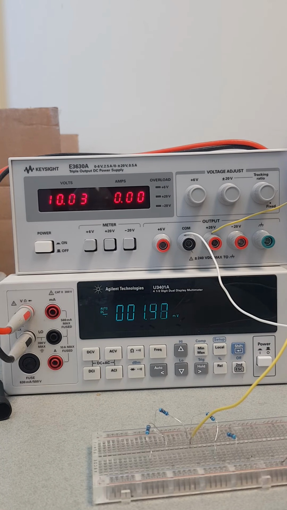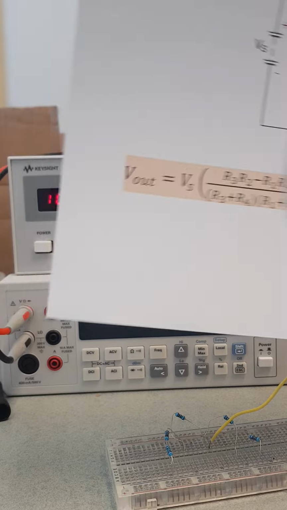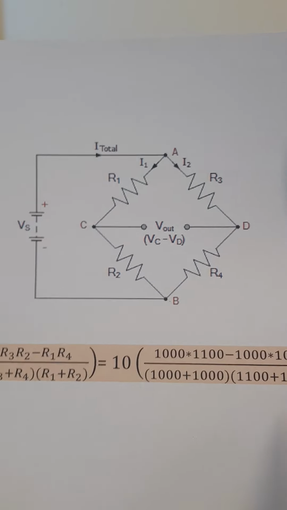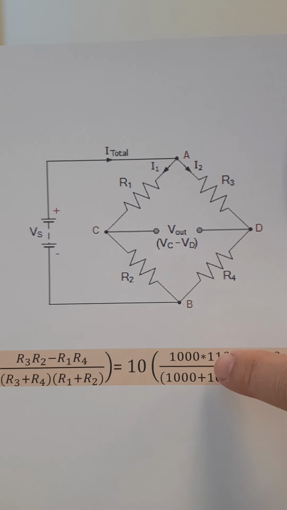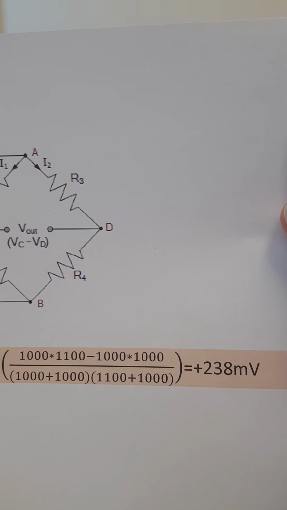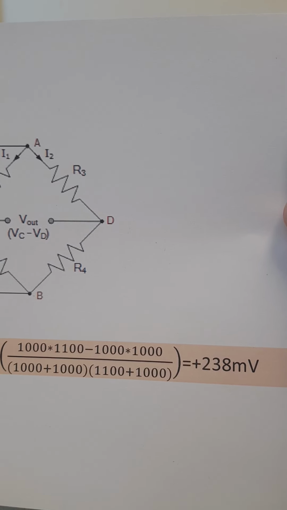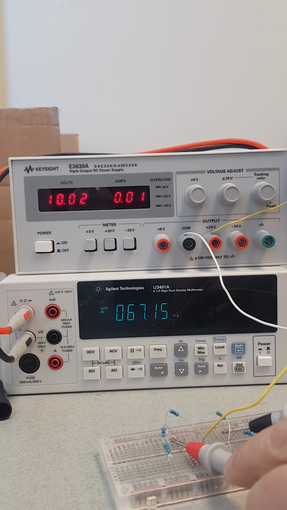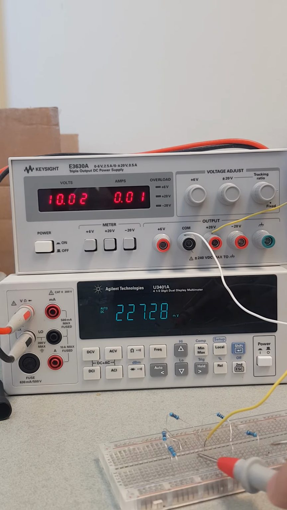If we do the calculations again using the same formula, with R2 now increased to 1100 ohm, the value we get is 238 millivolt. This is the voltage we are supposed to get. Let's do the measurement now and see how much voltage we get. We are getting around 227, which is a 5% error.